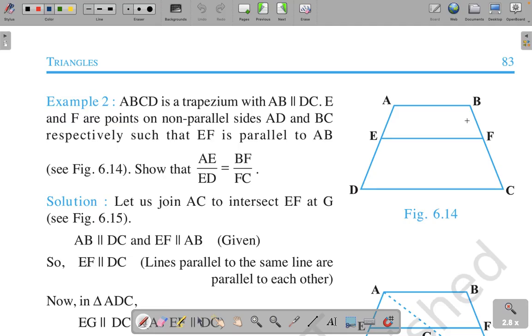Sir, AB is parallel to DC, right? So why is it saying non-parallel sides AD? Okay, this and this is non-parallel. So it is saying E and F are points on non-parallel sides, such that this EF is parallel to AB. So which means all three of them are parallel to each other. Show that AE upon ED is equal to BF upon FC.